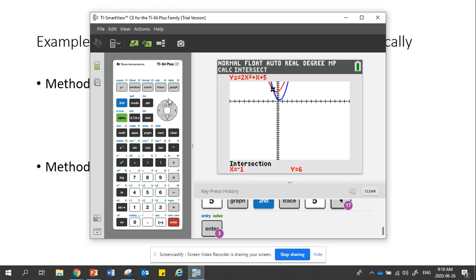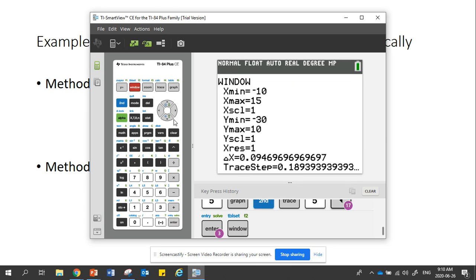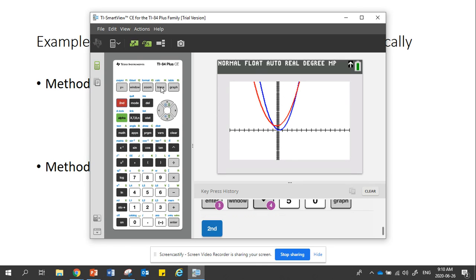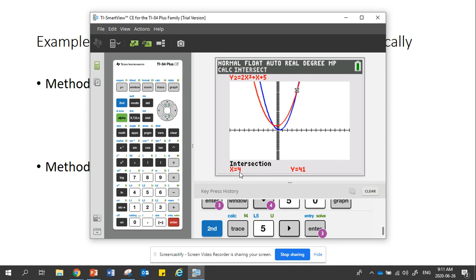Now the other one I can't quite see. It looks like I need to have a bigger y max here. So I'm going to go window y max, and I'm just going to make this guy 50. Graph it again. So now I can see this intersection point over here. So I'm going to go second calc intersect, scroll up over here, enter, enter, enter, and I get x equals 4.